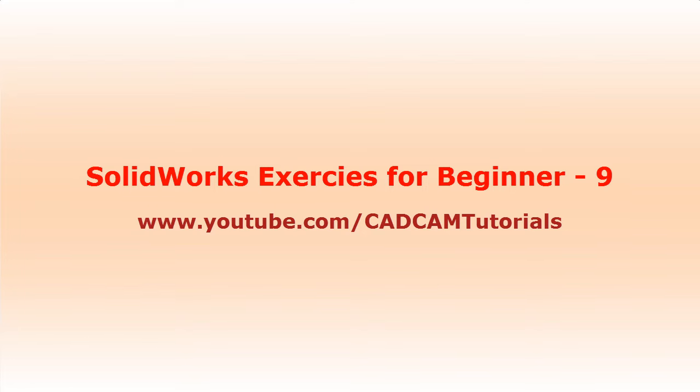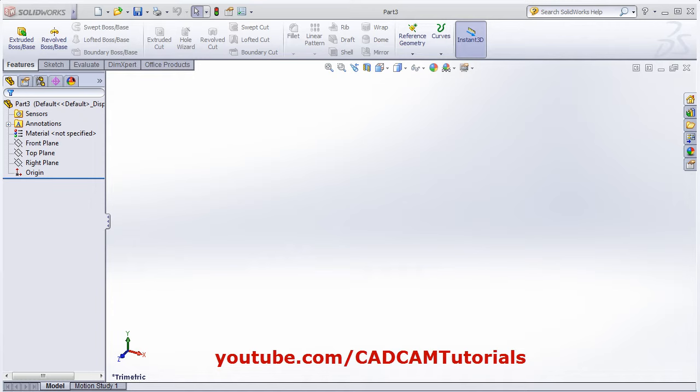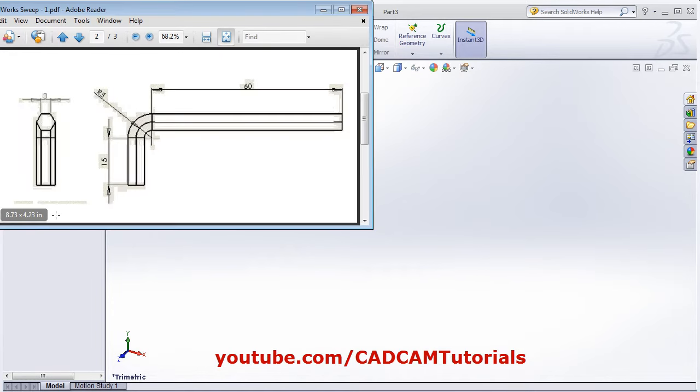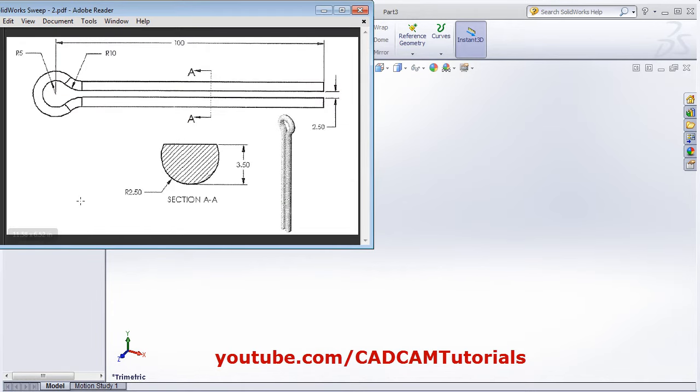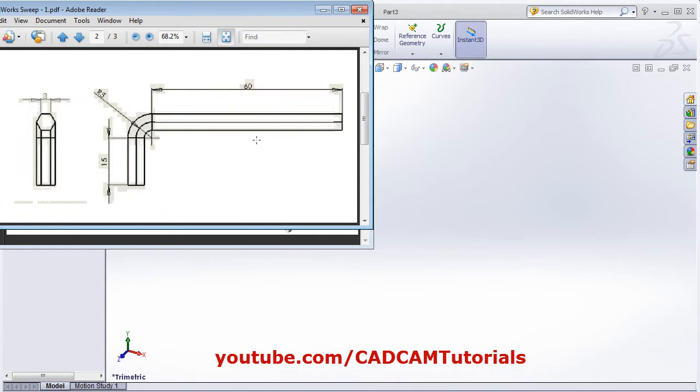In this tutorial, we will create two objects using Swept Boss Base command. We will be creating this object and this object. Let's start with this object, Allen key. At first we will have to create a path.